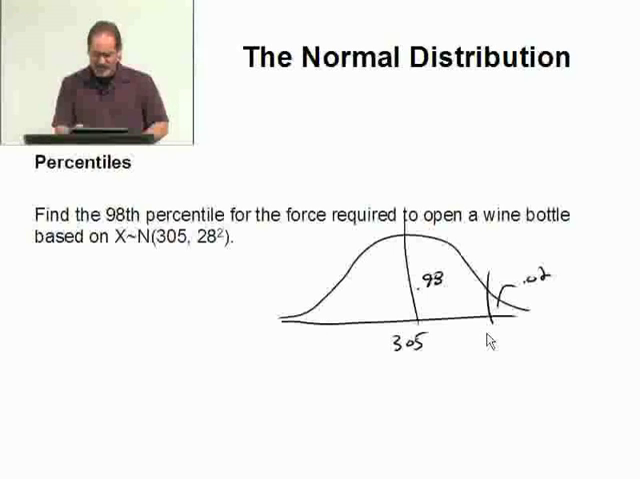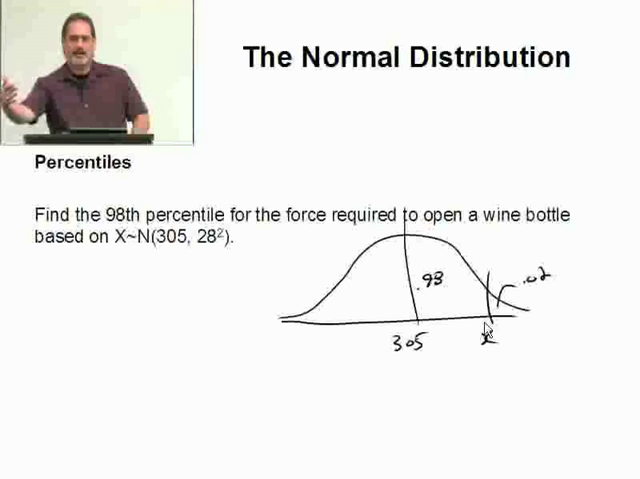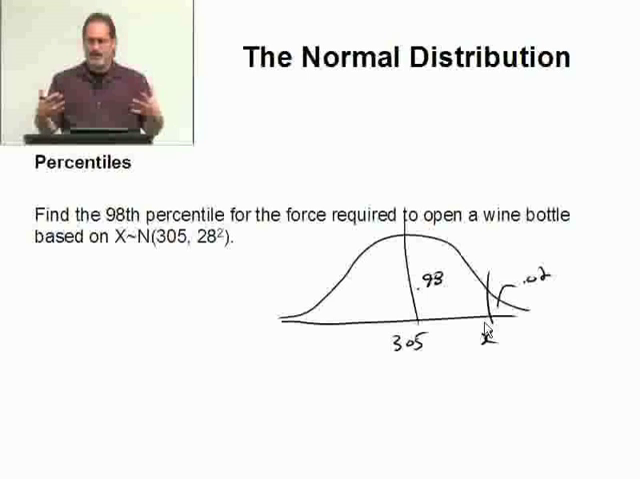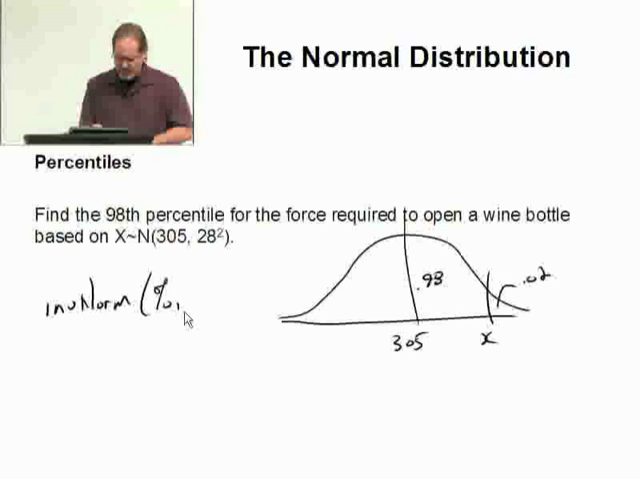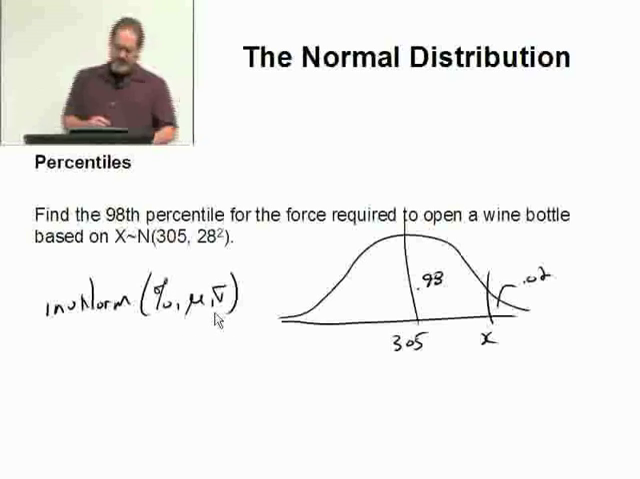Well, there's some value here, some value of x, that if I said what's the probability of being less than or equal to x, it would give me 0.98. So rather than going through trial and error trying to find it, which could be a long darn time, we'll just use the inverse function. And the command for that on your calculator is just inverse norm. And you put in the percentage as a decimal, the mean, and the standard deviation.